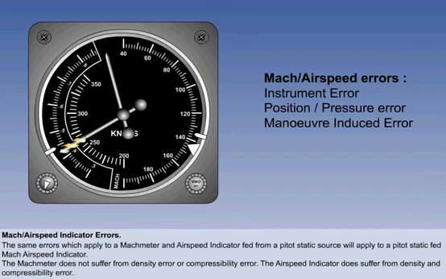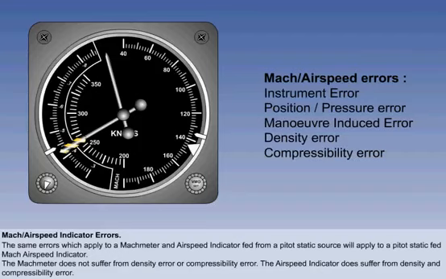Although the Machmeter does not suffer from density error or compressibility error, the airspeed indicator does, and therefore we have to consider these errors as well. Density error occurs because the airspeed indicator is actually reading dynamic pressure, which is displayed as airspeed. Therefore, the airspeed displayed will only be the true airspeed, or TAS, at the air density for which the airspeed indicator is calibrated. At other air densities, the airspeed indicator will not indicate the true airspeed.